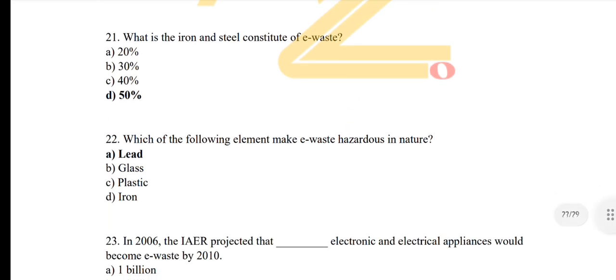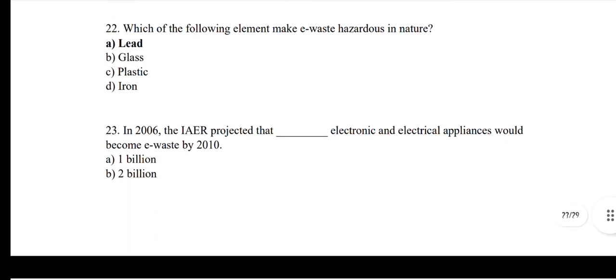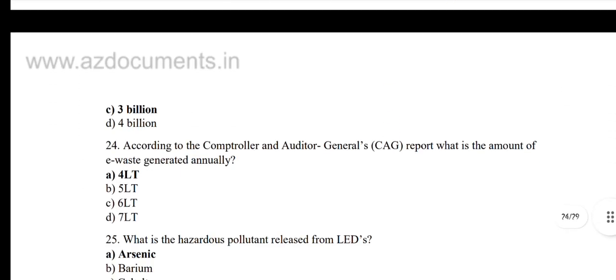21st question. What is the iron and steel constituent of e-waste? 50%. 22nd question. Which of the following elements makes e-waste hazardous in nature? Lead. 23rd question. In 2006, the IAER projected that electronic and electrical appliances could become e-waste by 2010: 3 billion. 24th question. According to the Comptroller and Auditor General's report, that is the amount of e-waste generated annually: 4 liter.